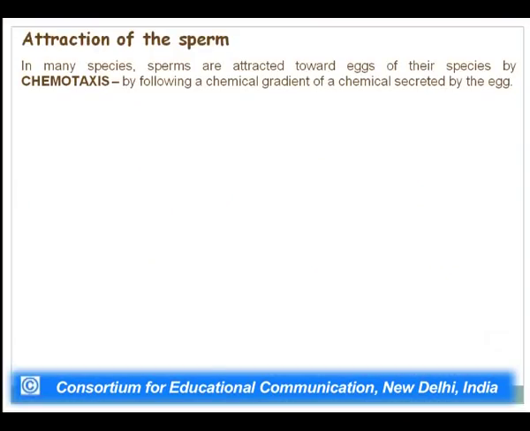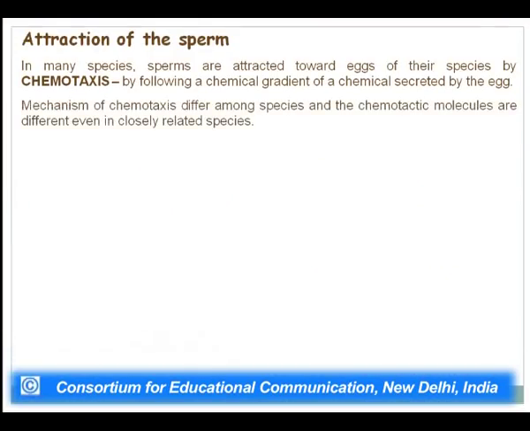Chemotaxis is when a chemical substance is released into the environment and a gradient is created, and the sperm which is moving follows this chemical gradient and reaches the other point. In many species, sperm are attracted towards eggs of their species by chemotaxis, which is by following a chemical gradient of a chemical secreted by the egg.